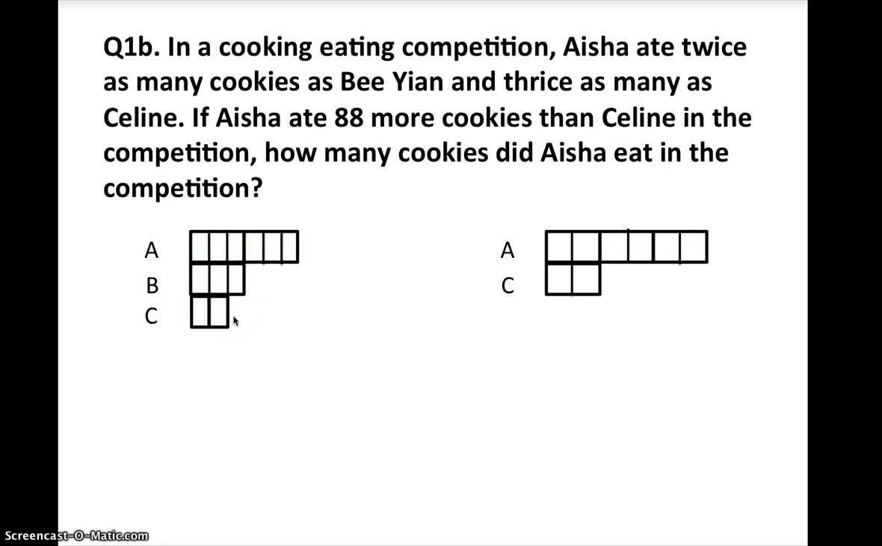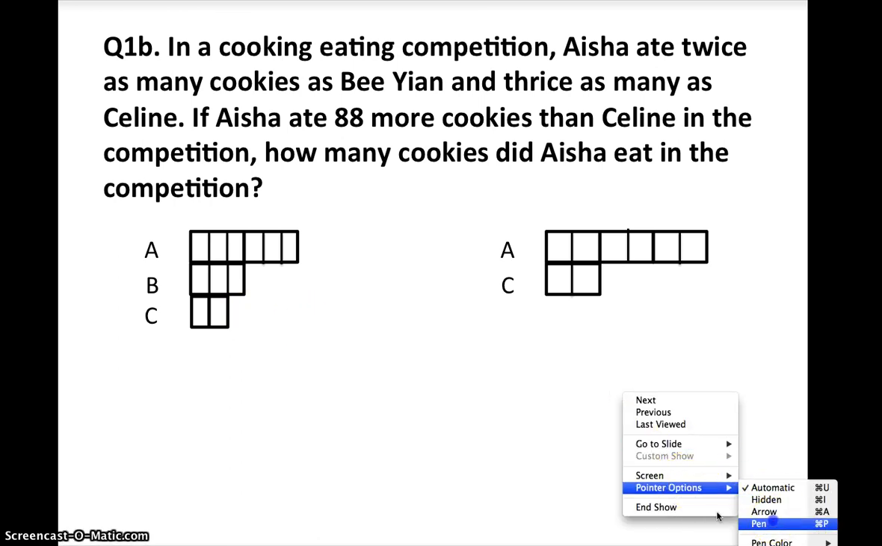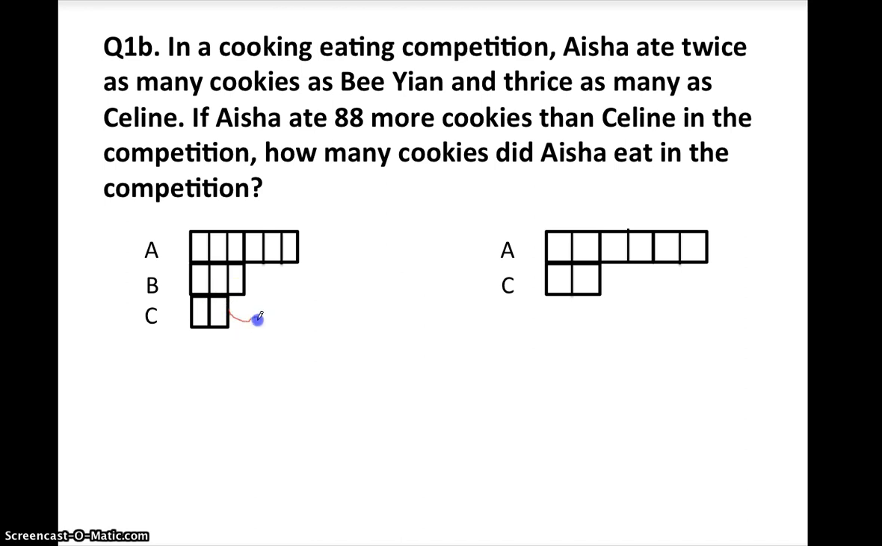So the difference would be from here to here, right? So for this question, the difference would be 4 units. Okay, so from here you start off with 4 units represents 88. Okay, and I'm sure you know how to continue from here. You will find 1 unit. Okay, and after you find 1 unit, you can find Aisha, which is 6 units. Alright, okay, let's move on.